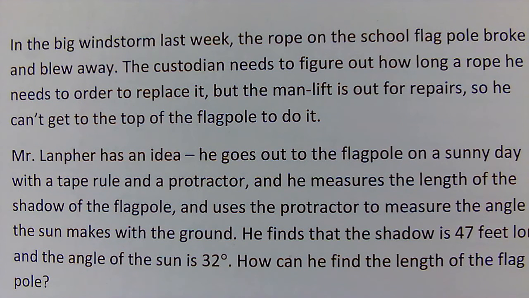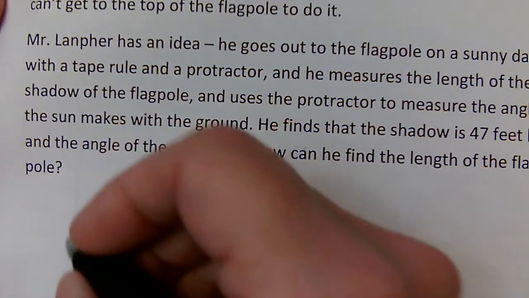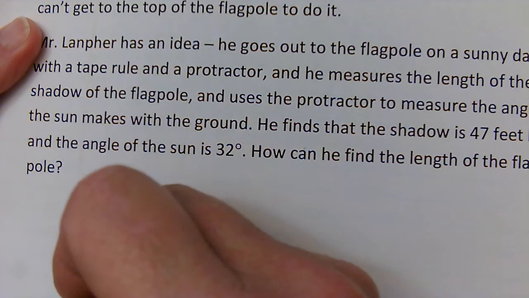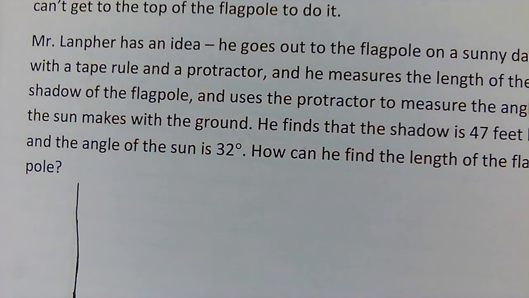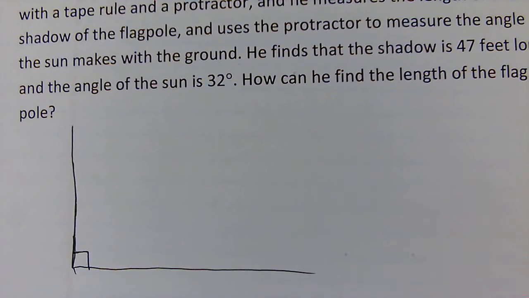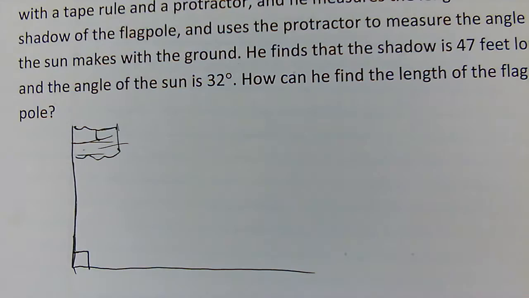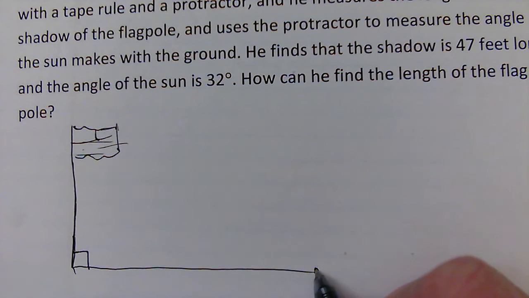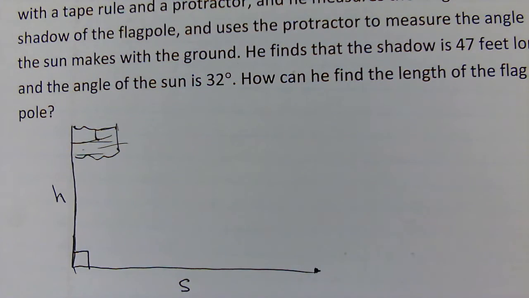Well, the first thing you should always do when you're faced with a word problem, especially when it starts talking about shapes and things, is draw a picture. So we have the flagpole, and it's okay to make the assumption that the flagpole is perpendicular to the ground. So here's the flagpole. And here's the end of the flagpole's shadow. So I'll call that side S for the shadow. And I'll call this H for the height of the flagpole.